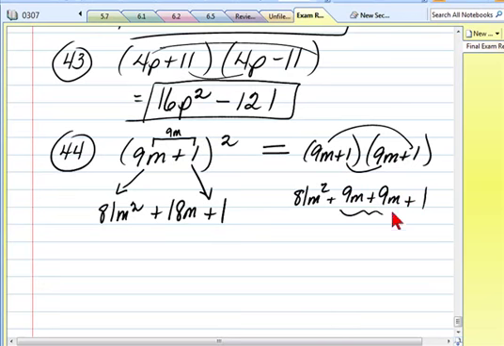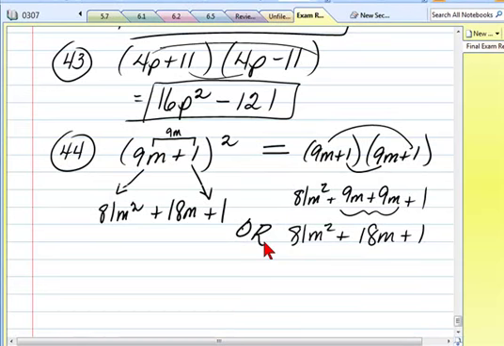And when you combine these, it's the same as if you doubled this quantity up here, is 81m squared plus 18m plus 1. Do either one of these, this one or this one. You certainly don't have to do them both. Okay?